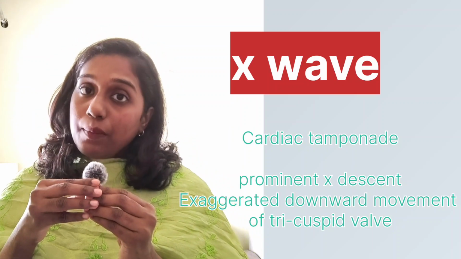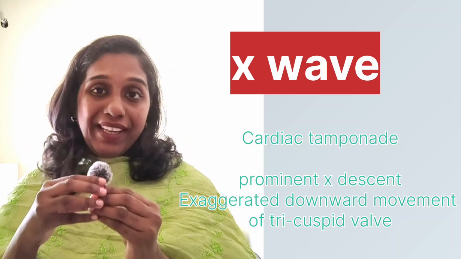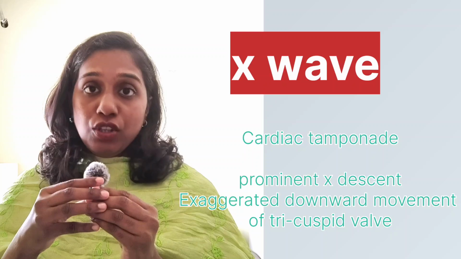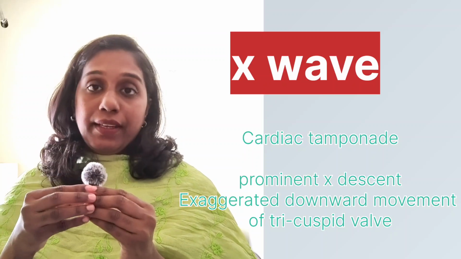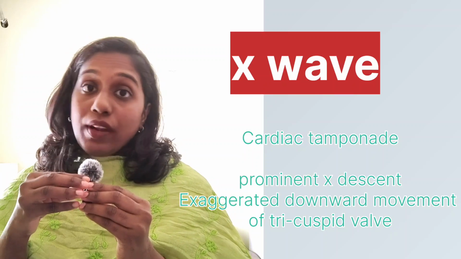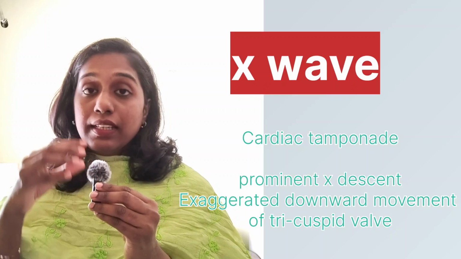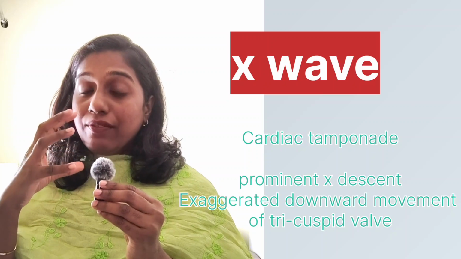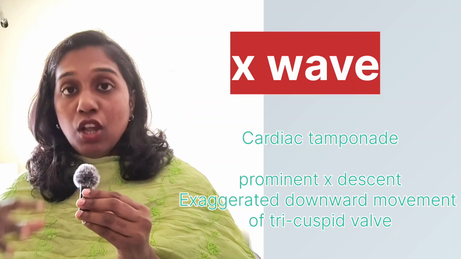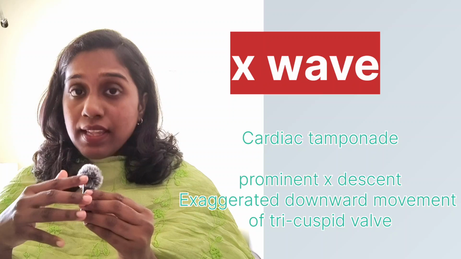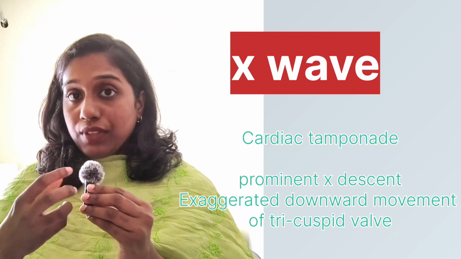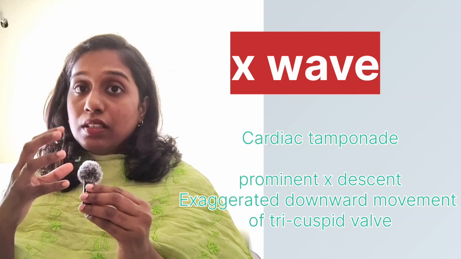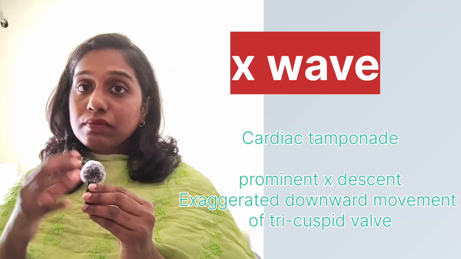So what happens in cardiac tamponade? The pericardial fluid compresses the heart. So all the chambers of the heart are under external pressure, and the ventricular filling gets impaired. But in early diastole, due to opening of the tricuspid valve, the blood rushes from the right atrium to the right ventricle. So the pressure inside the right atrium falls, and the exaggerated downward movement of the tricuspid valve causes a fall in pressure. So there will be a prominent X descent.